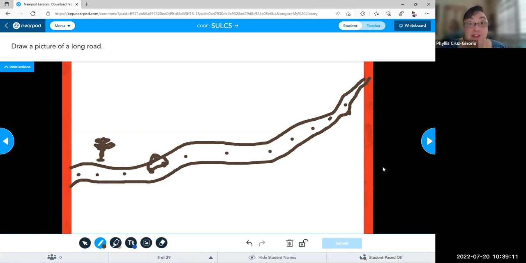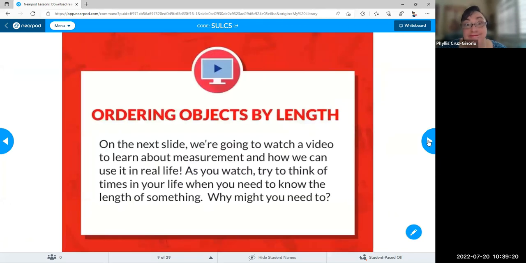So we can draw objects that are really long. Now, how does that compare to short items, short objects, short things that you've seen? Well, when we compare, we have to place them in some type of order, right? So we're going to watch a little video, and that order is like shortest to longest, longest to shortest. Do you know what I mean? Have you ever lined something up so that it looks short to long?